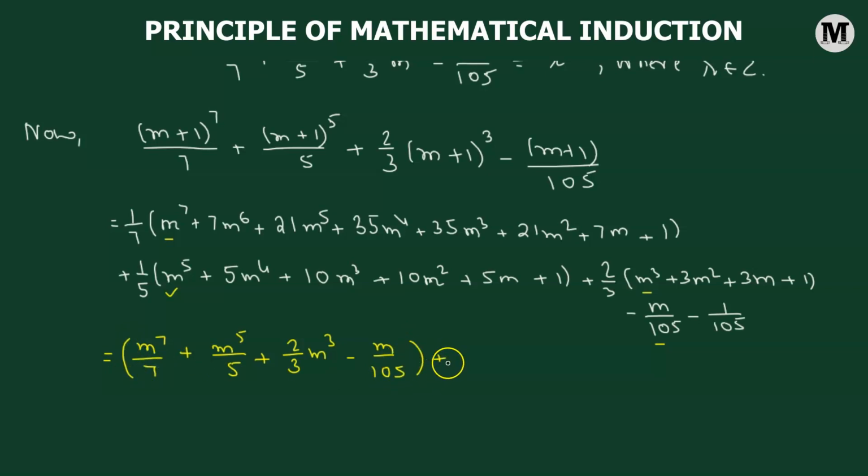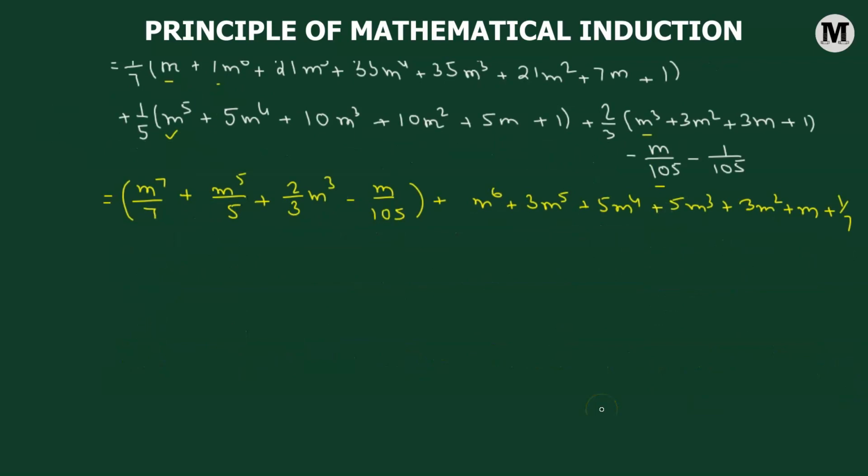Fine. Then what we are going to do is multiply 1 over 7 with each of the terms of the first expansion, excluding the first term. So that's going to leave us with m raised to the power of 6 added to 3 times m raised to the power of 5 plus we have 5 times m raised to the power of 4 plus 5 times m cubed added to we have 3 times m squared plus m plus we have 1 over 7.